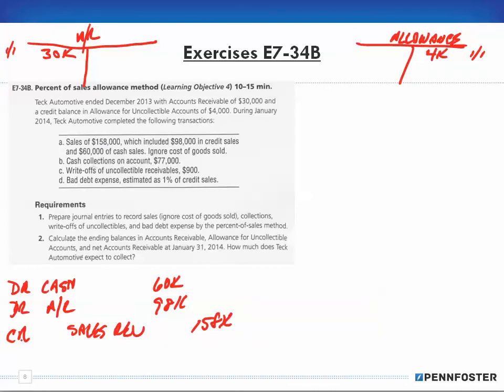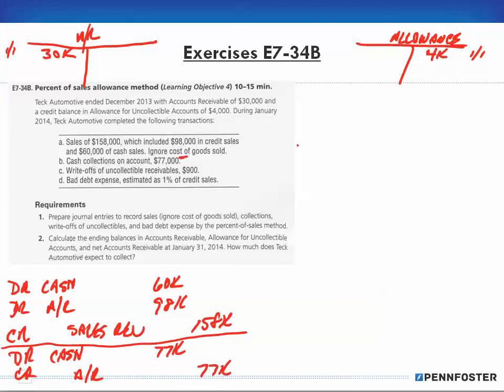Okay, B, it says cash collections on account for $77,000. So am I affecting cash? Yes. I'm debiting cash for $77,000, and what am I collecting it? I'm collecting on account, so I'm going to credit my accounts receivable for $77,000.